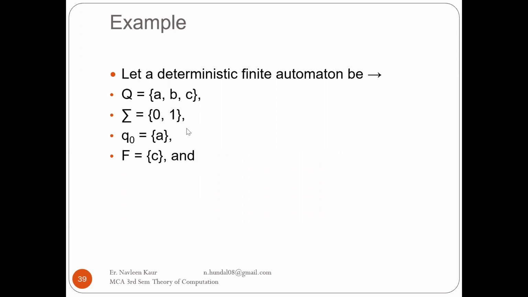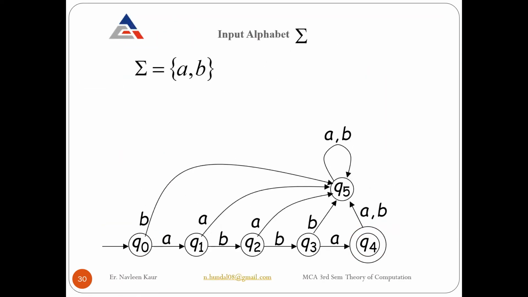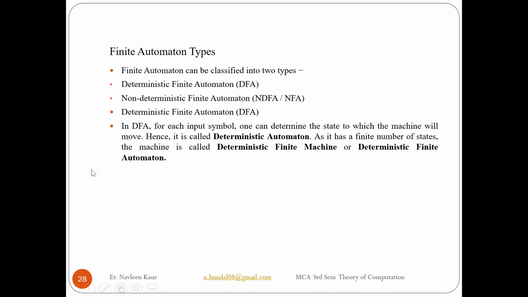So here I have one example for you, for DFA, Deterministic Finite Automaton. And what is DFA? In DFA, for each input symbol, one can determine the state to which the machine will move. So suppose you are on a current state, and on the basis of the input symbol that you give to it, you can determine what will be the next state. As you are able to determine the next state, it is called deterministic automaton.